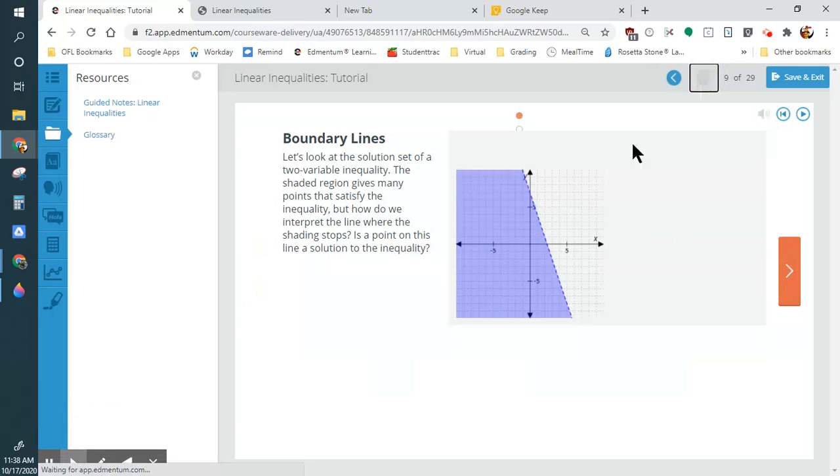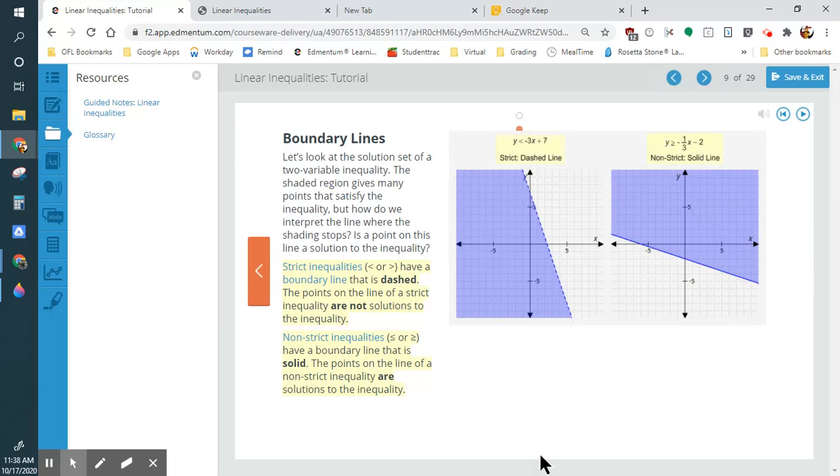Go into our next one. So we're talking about the boundary. So this is where we're going to talk about the dotted lines and solid lines. Guess I got a little bit ahead of Edmentum here. So again, strict inequalities, strictly less than. Non-strict inequalities, that's that less than or equal to where it has a solid line, which is interesting because it's strict. We're going to symbolize it with a dotted line, and the non-strict, it's like solid.